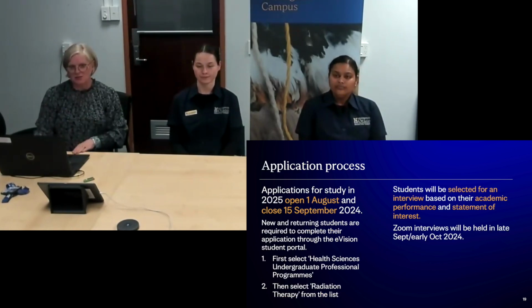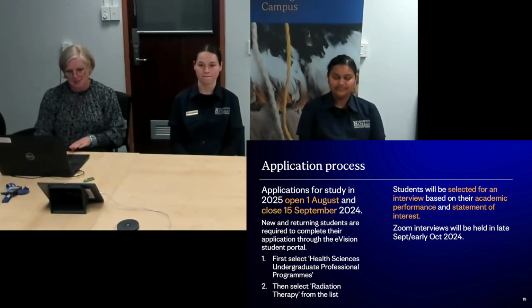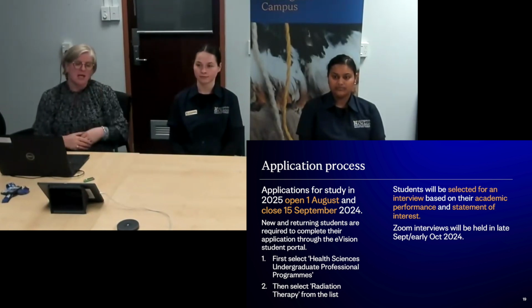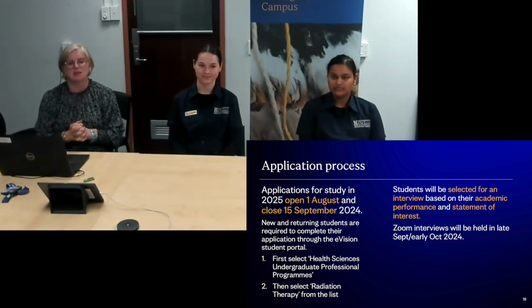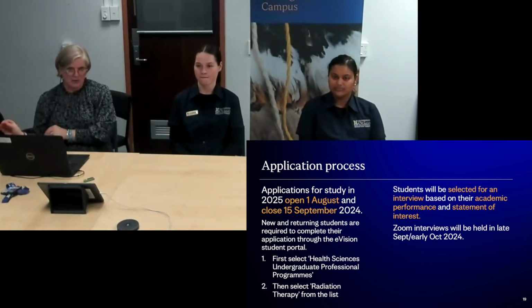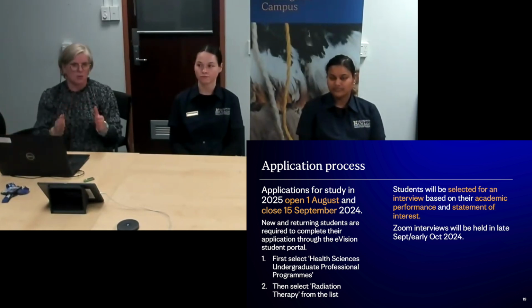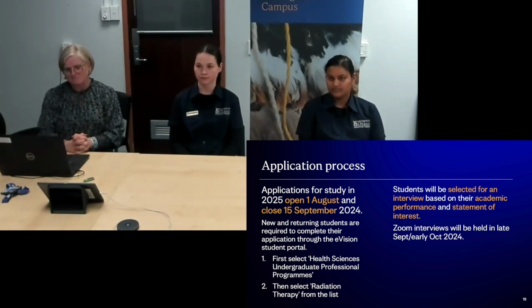So applications for study in 2025 open the 1st of August and close the 15th, as I said. You must do your application through the University of Otago's eVision student portal. Once you've set up an account on eVision, you will select Health Sciences undergraduate professional programs and select radiation therapy. If you see one that says radiation therapy honours, do not select that. That is a postgraduate honours program. That's a separate qualification. You're just wanting to go for radiation therapy.